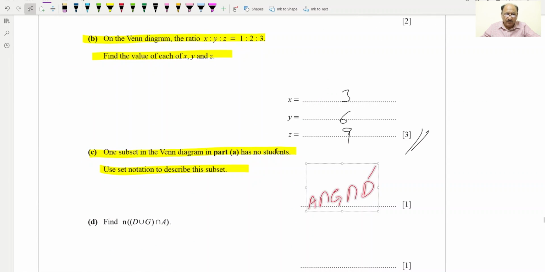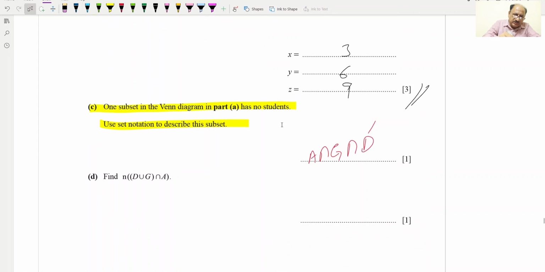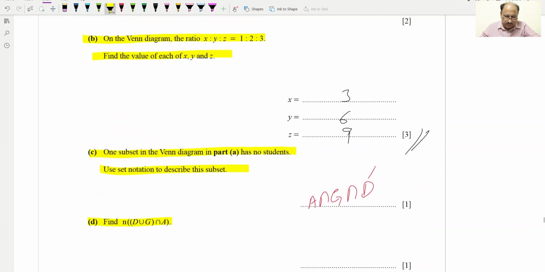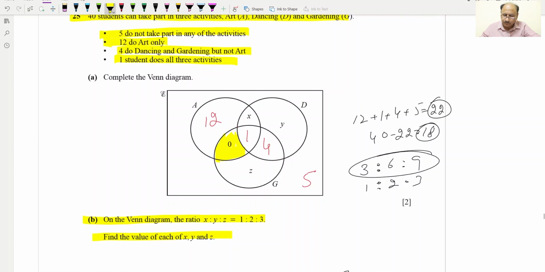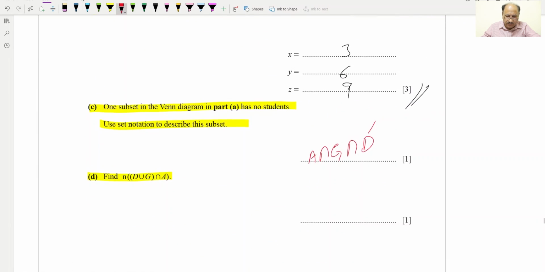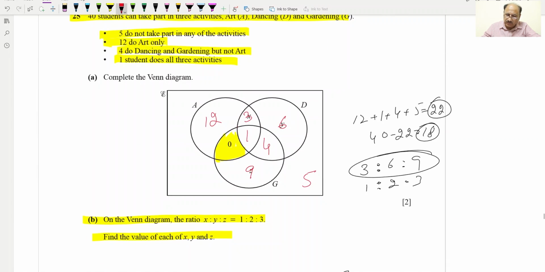We can provide it over here at the proper location, which is requiring this one. Next is the D part, which is saying find n of D union G intersection A. D union G intersection A. First, before going to that one, we will change x with 3, y with 6, and z with 9.